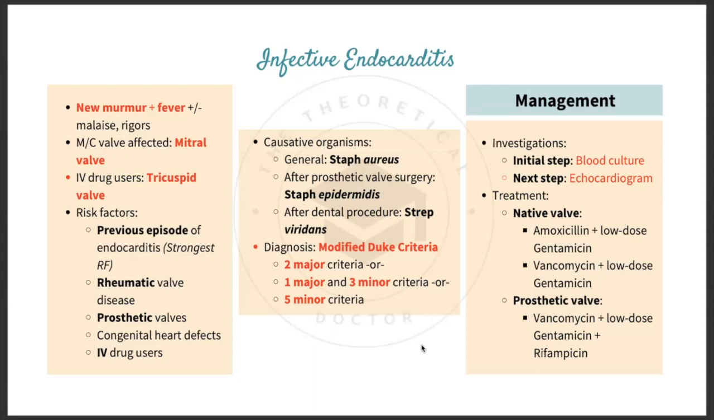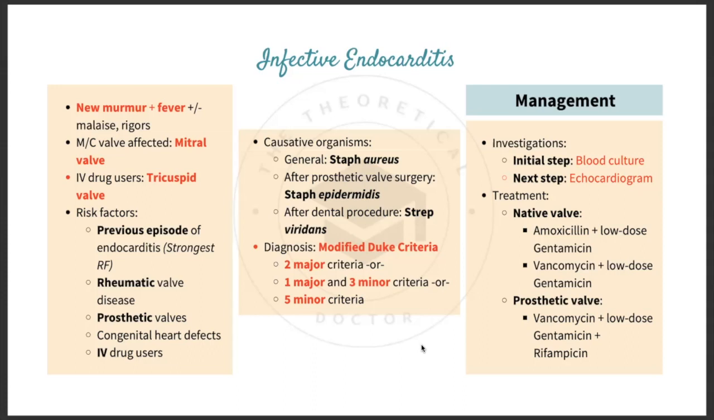So risk factors: previous episode of endocarditis, it's the strongest risk factor; rheumatic valve disease, they may have had rheumatic fever before; prosthetic valves, maybe they're using prosthetic valves now, had their valves changed; congenital heart defects, and IV drug users. So it's really important to know the causative organisms. They would ask this in MCQs as well.